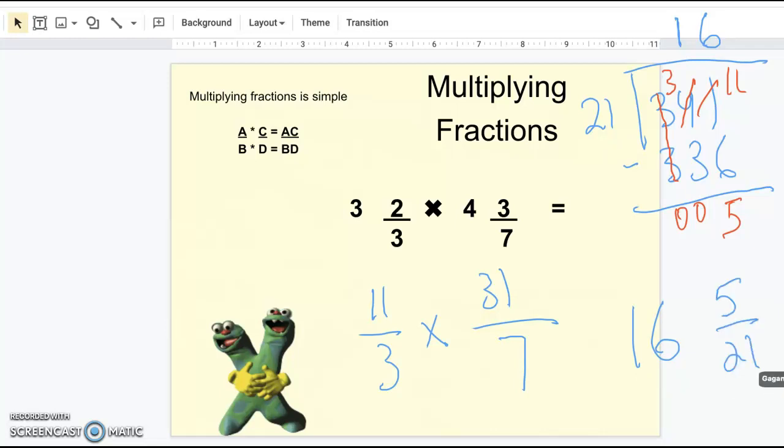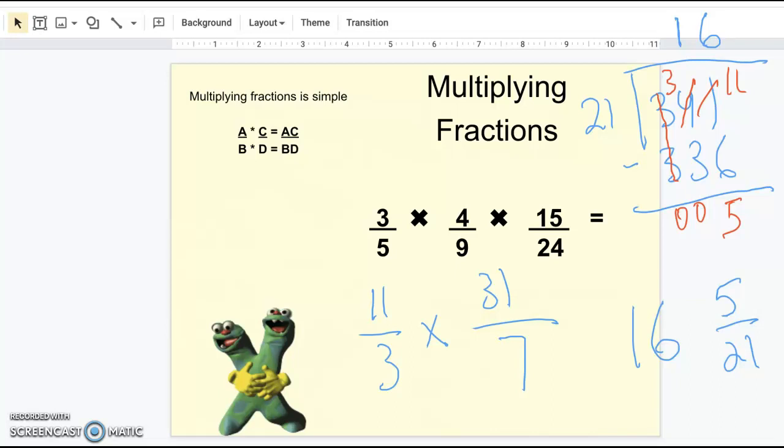And 5 over 21 is definitely simplified. There's nothing we can do to simplify it any further, so you're all good on that one. Okay? And no, it may seem like a lot of work, but this is what you got to do if you want to get it right.